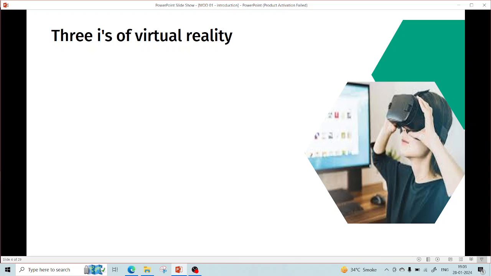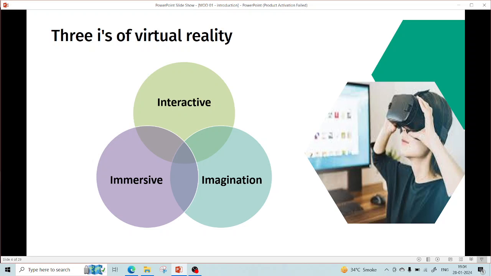In previous video, we were discussing the definition of virtual reality. Now, to understand virtual reality, we need to understand three I's of virtual reality. Virtual reality, or the design of virtual environments, is standing on three major pillars. That is what is called the three I's of virtual reality. Those are interactive, immersive, and imagination.